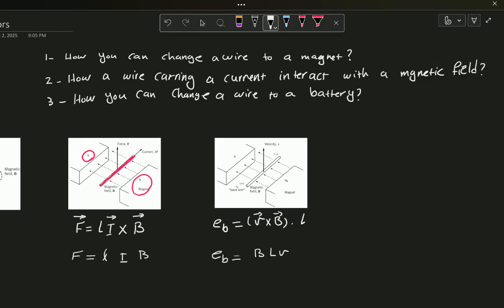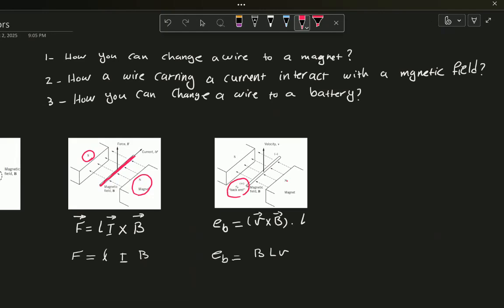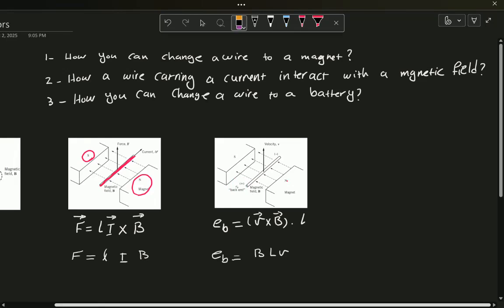So, by the way, guys, we call this voltage that is induced in this small wire the back electromotive voltage. Historically it's called back electromotive voltage, and there is a reason for that. I'm going to explain that reason right now.